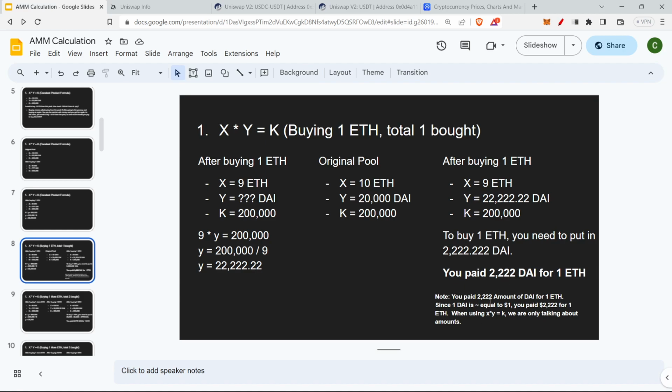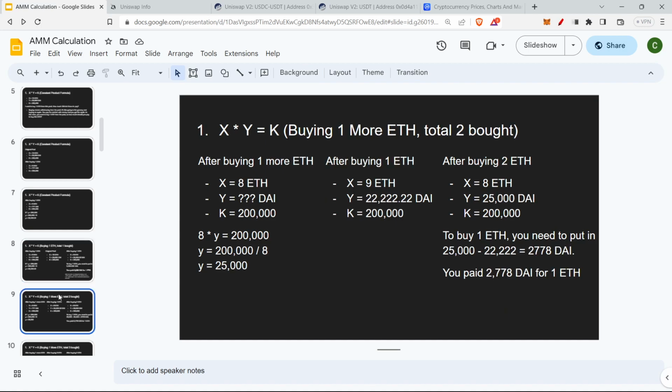Now this is a small note that says you paid 2,222 amount of DAI, not dollars of DAI. But since one DAI is roughly equal to $1, you paid $2,222 for one ETH. When using x times y equals k, we only talk about amounts. Okay, now you have bought one ETH and you want to buy one more ETH.